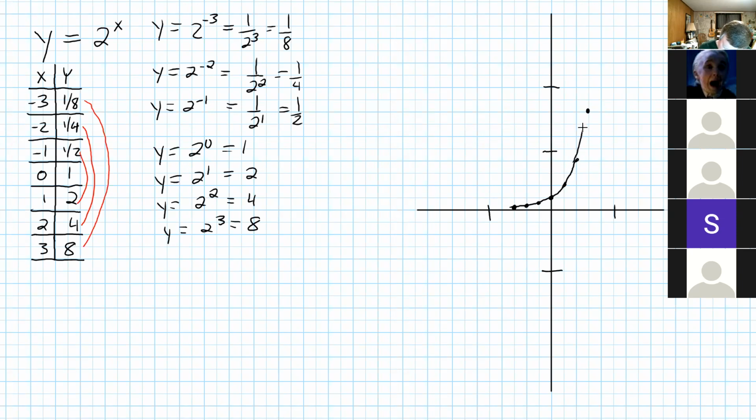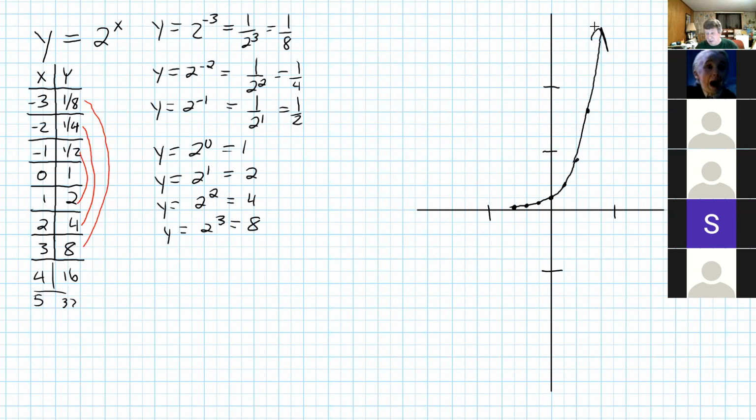this situation. Now, that kind of looks like half a parabola, but suppose we continued on. If x was 4, y would be what? 2 to the 4th, which is 16, and then 32. And so this is going to just keep going up, okay?